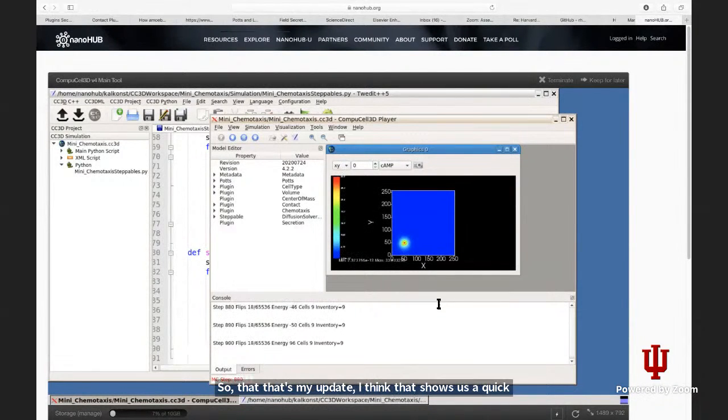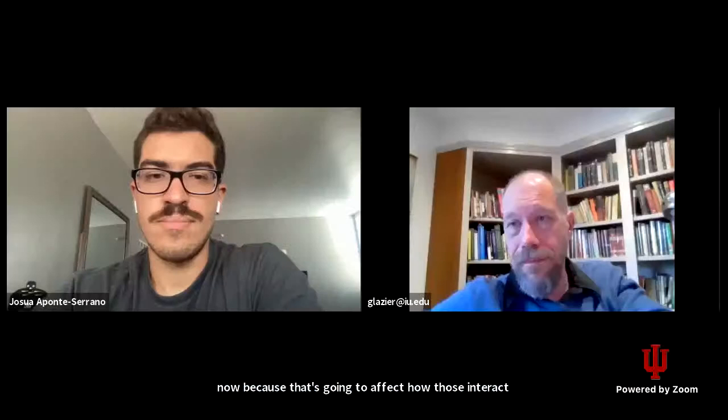So the next step would be to add the cell excitability function, which won't be difficult to write because it's just like an update function that can go in a step function, and introduce an ammonia field now because that's going to affect how the cells interact with cyclic AMP. I'm going to pause that. And that is my update. I think that looks great.